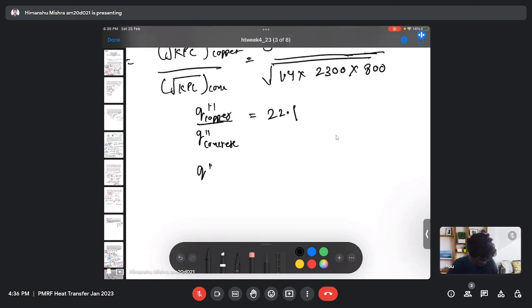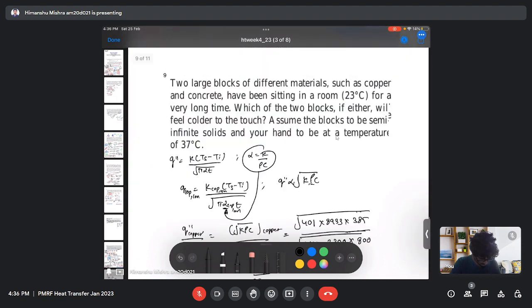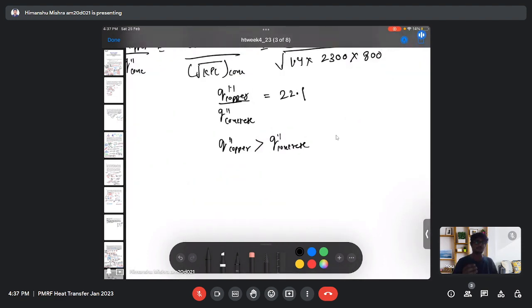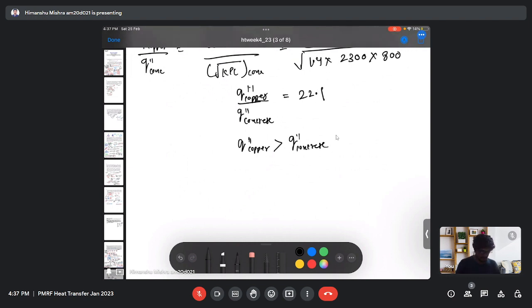22.1. That means the heat flux in the copper will be greater than the heat flux in the concrete. That means the temperature in the copper will quickly come down, and my copper block will feel much colder due to the higher heat flux rate inside the copper.